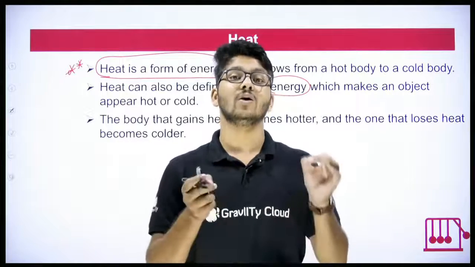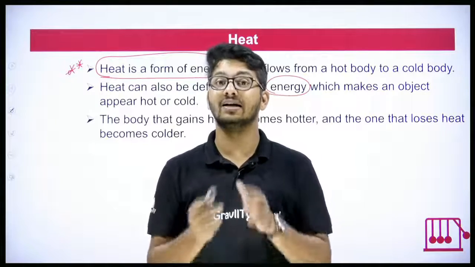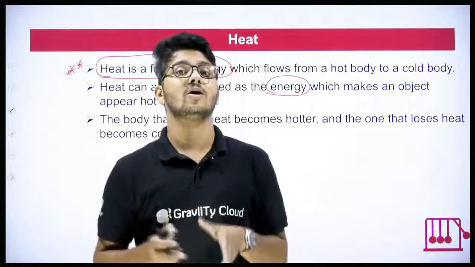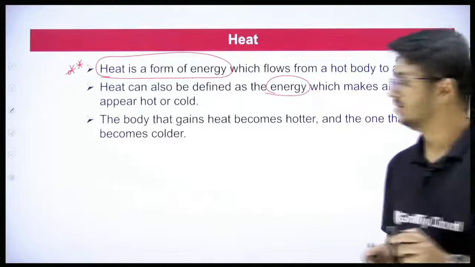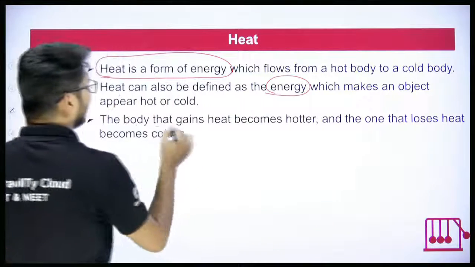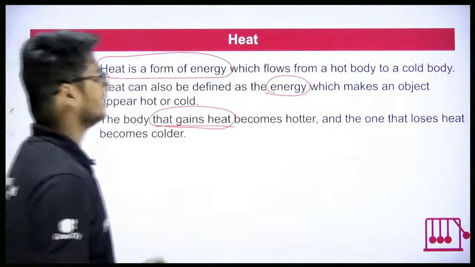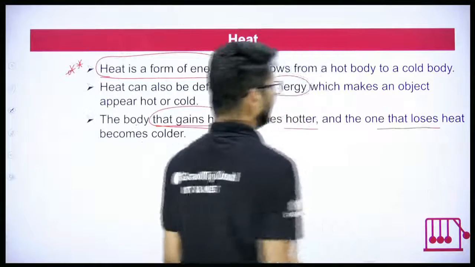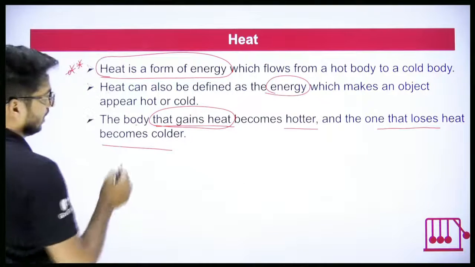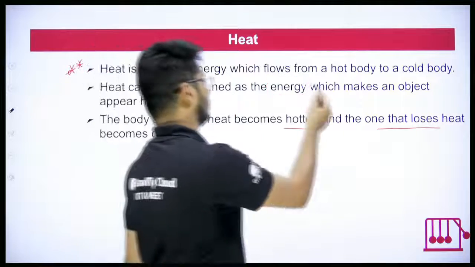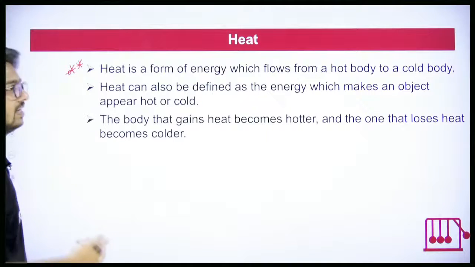One form of energy, one type of energy is heat. And where does heat energy occur? Heat energy flows from a hot body to a cold body. Okay? Good. So you can clearly see the body that gains heat. Gains will mean it gets heat. So that gains heat becomes hotter, and the one that loses heat becomes cooler. Clear? Again, the third point is also an interesting one and an important one. So that is heat. Heat is a form of energy.